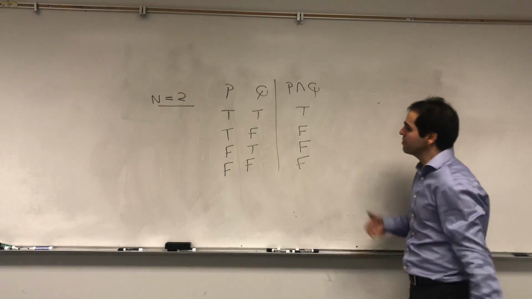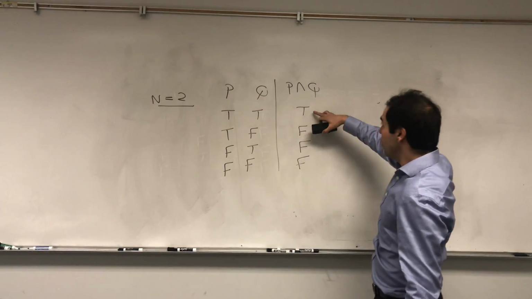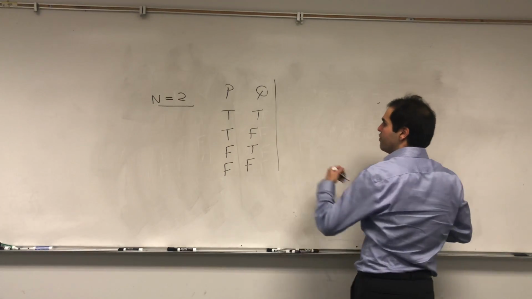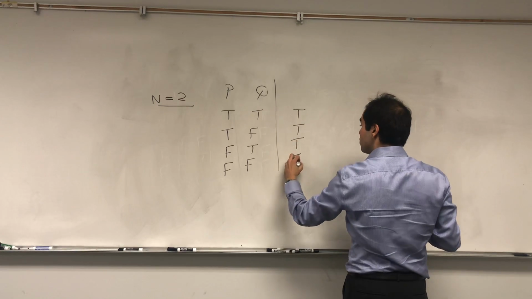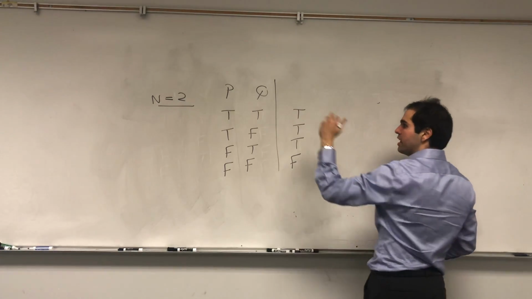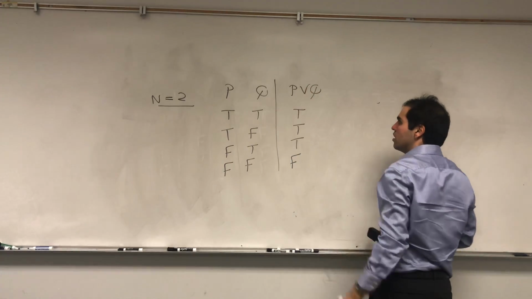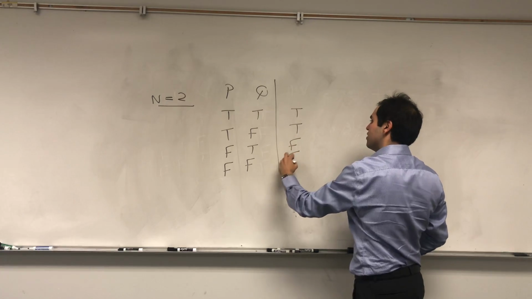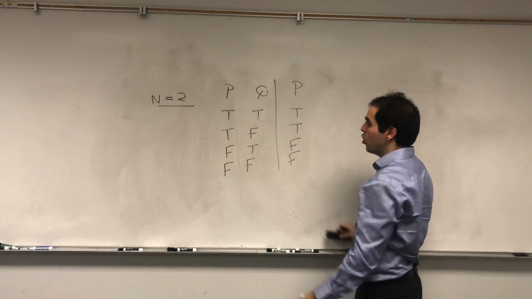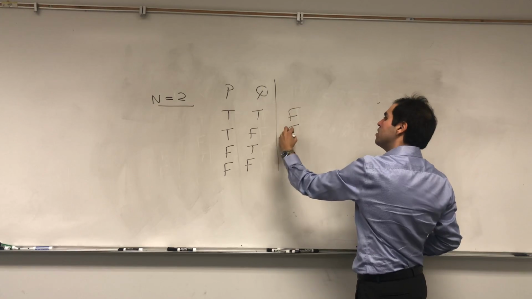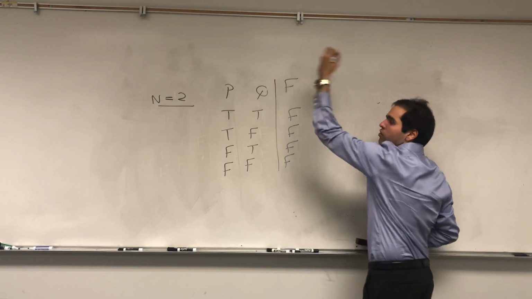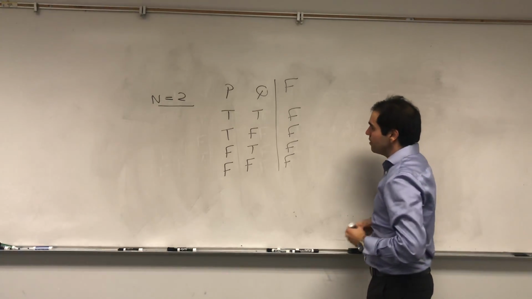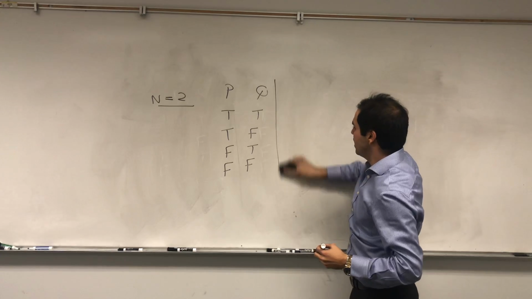But the whole point is, with different possibilities, you get a different truth table. For instance, if I tell you true, true, true, false, that's P or Q. If I tell you true, true, false, false, that's just P. Or even worse, if I just tell you all Fs, that's just the false table, the one that just says, no, I'm false. But now the question is, how many of those tables are there?